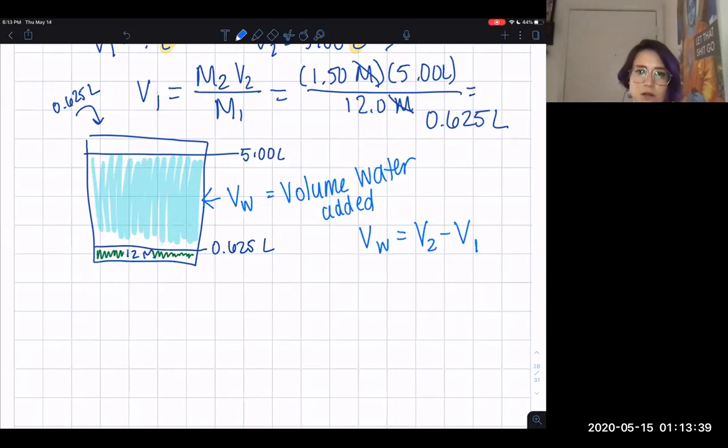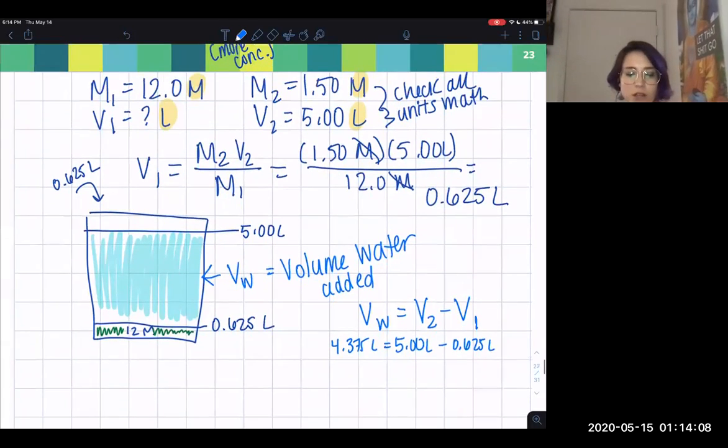So that makes sense, right? How much water did I add? Well, 5 liters minus 0.625 liters. Well, I added the difference of that, 4.375 liters, right? So how would you tell somebody to make this solution? You would say, take 0.625 liters of 12, put it in a new container, and then add 4.375 liters of water to that container. Or you can say add until you get to 5.